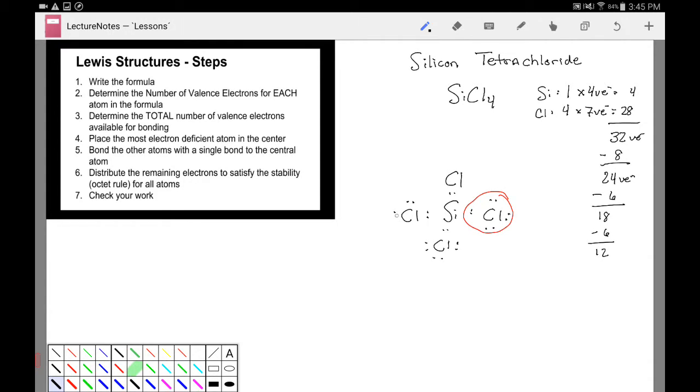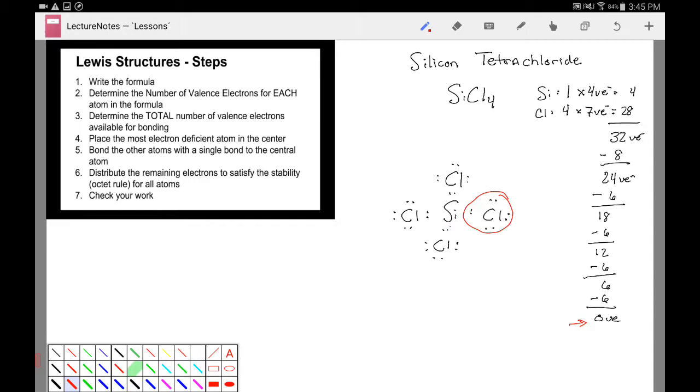1, 2, 3, 4, 5, 6. And 1, 2, 3, 4, 5, 6. At this point, we are out of valence electrons.